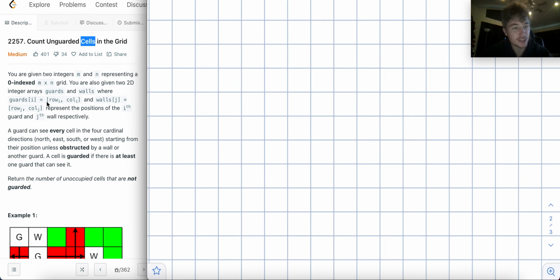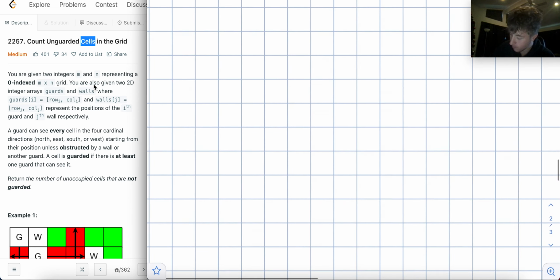Okay, so you are given two integers, m and n, representing a zero indexed m by n grid. Okay, so there's m rows and n columns. Never a bad idea to remember that and remind yourself of what that really means, right? So, there's these m rows here, and then there's these n columns here.